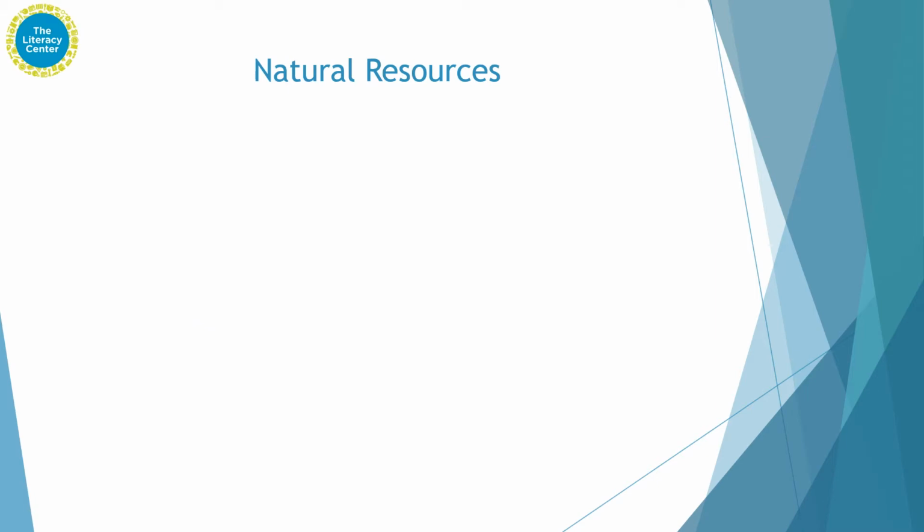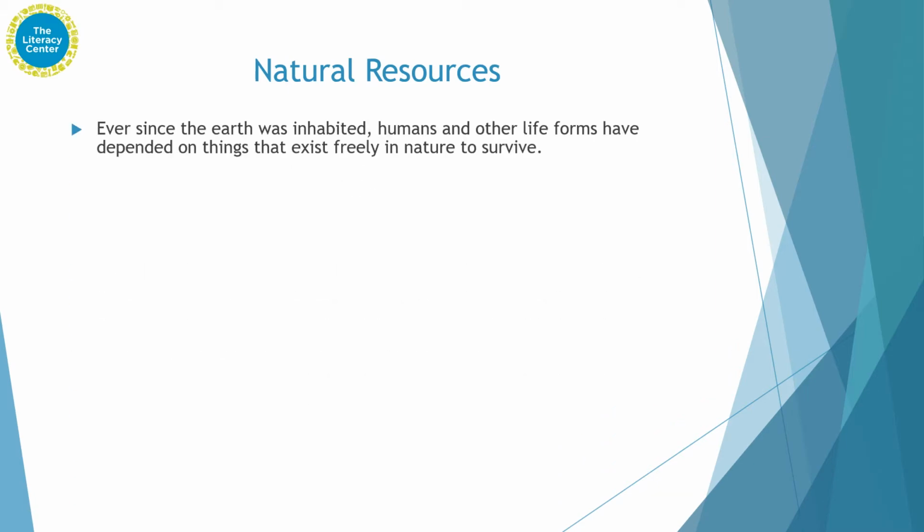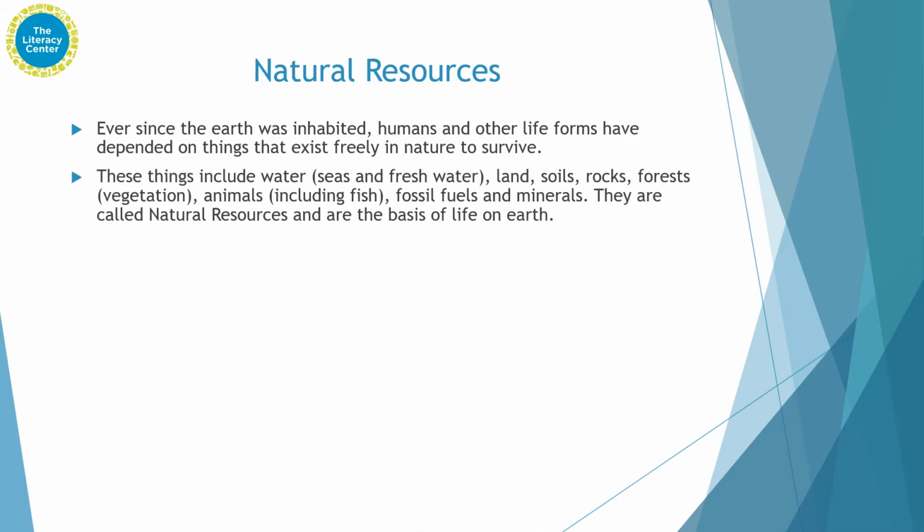So what do we understand by natural resources? Ever since the earth was inhabited, humans and other life forms have depended on things that exist freely in nature in order to survive. These things include water, for example, water from seas and freshwater bodies like lakes and rivers, land, soils, rocks, forest, that is vegetation, animals, including fish, which are consumed as food. Other than that, fossil fuels and minerals. They are called natural resources and they are the basis of life on Earth.